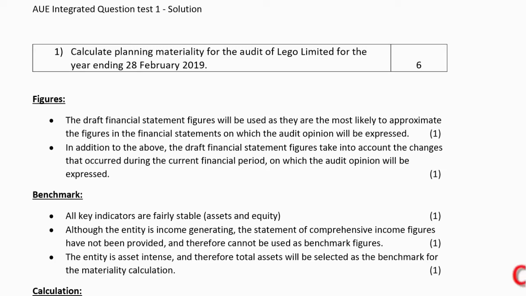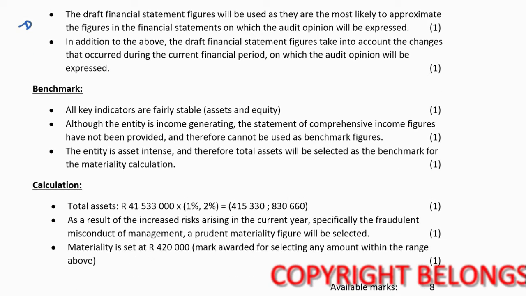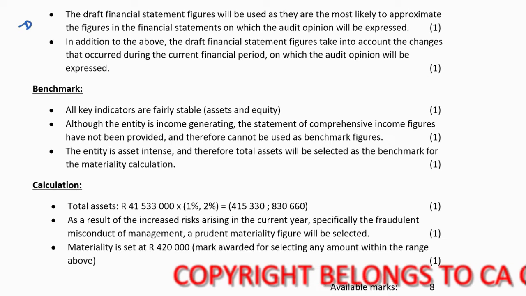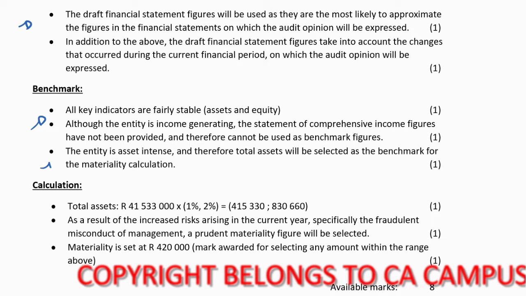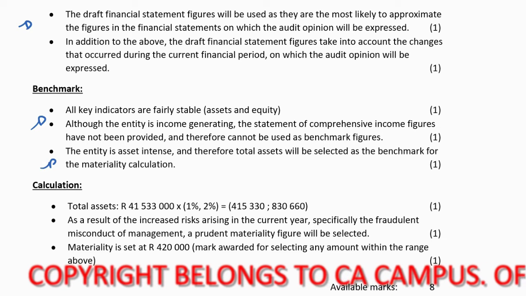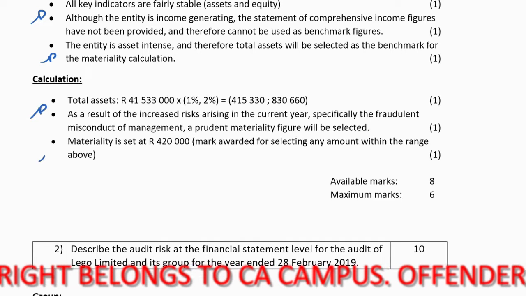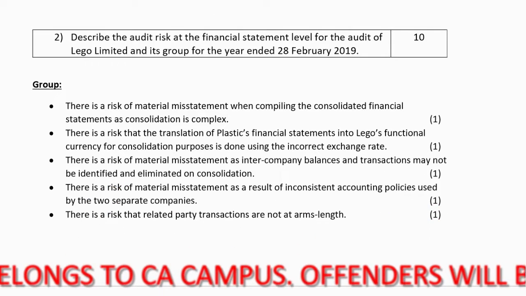Your calculation for planning materiality, nothing too tricky here. I don't think we need to spend much time. We first choose our figures. Obviously the draft are going to be better because they incorporate everything that took place in the current year. We're looking at our benchmarks, the only two that are available. And here we actually say conclude on total assets because they are asset intense. Do my calculation and conclude on the lower amount because of the increased fraud risk.